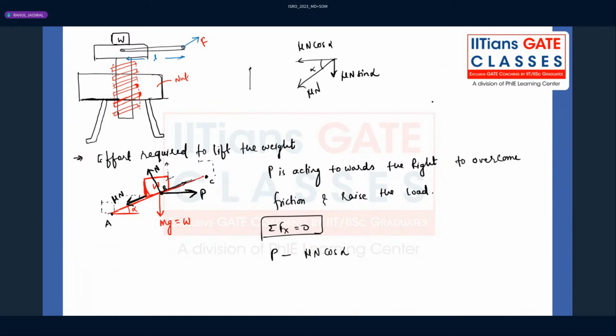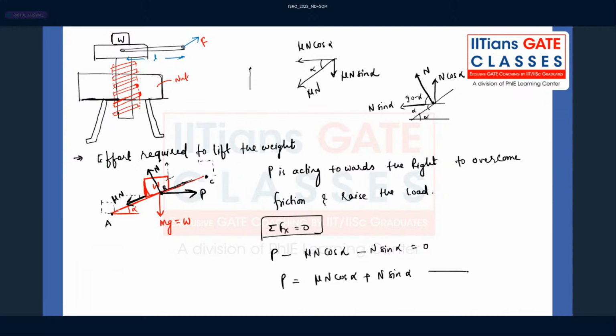What about the normal component? The normal component is acting like this. What about the angle? This is alpha, and this will be 90 minus alpha. So this component will be N sin alpha, and this will be N cos alpha. So this will be acting minus N sin alpha, and that is equal to 0. So P will be mu N into cos alpha plus N sin alpha. That is the first equation.